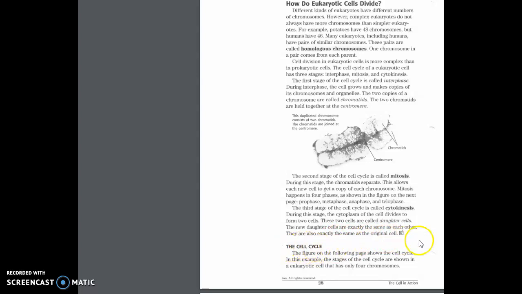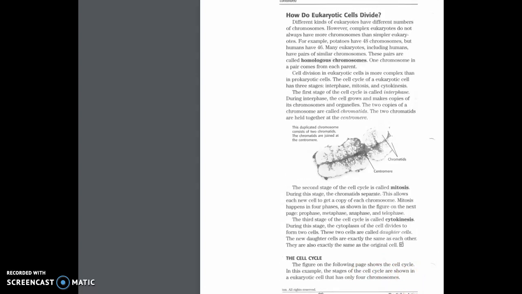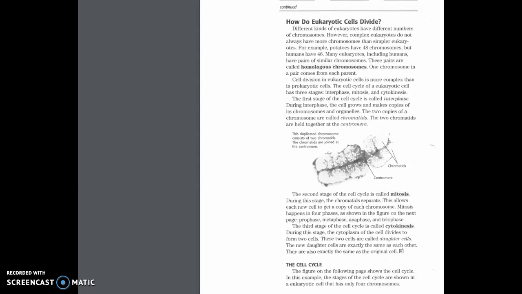The cell cycle. The figure on the following page shows the cell cycle. In this example, the stages of the cell cycle are shown in a eukaryotic cell that has only 4 chromosomes. So for today, all we have to do is define mitosis, and that's in this paragraph. Mitosis, it says the second stage of the cell cycle is called mitosis. And there's the definition for mitosis.